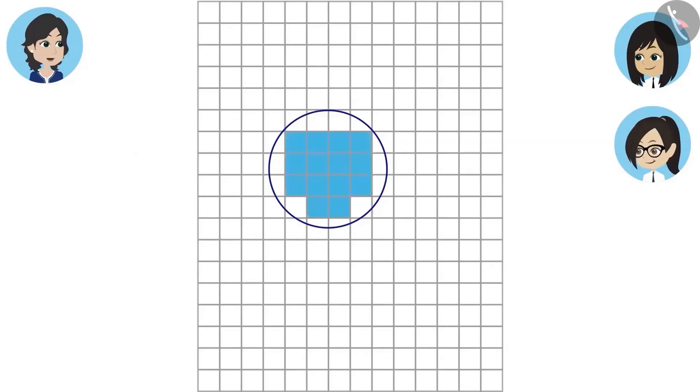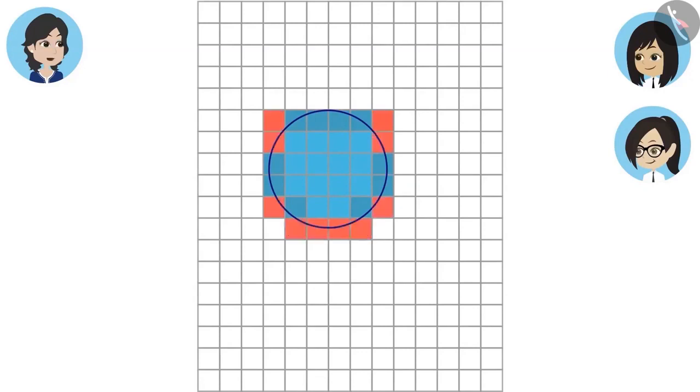The squares which are completely covered by the shape are counted as it is. The squares which are covered in half and which are covered more than half are also counted as full squares. And the squares which are covered less than half are not counted at all. By doing so, we don't get the correct measurement of the shape, but an approximate value.